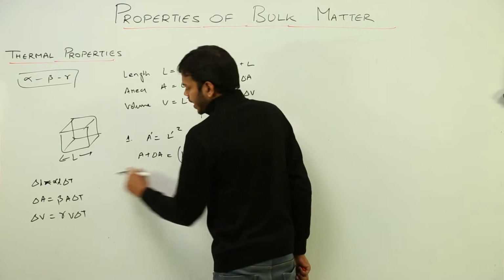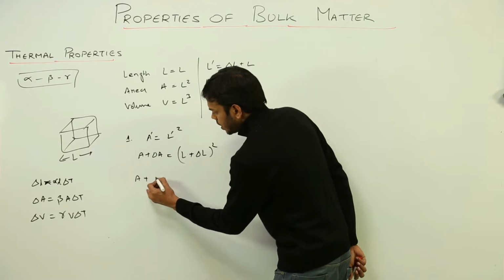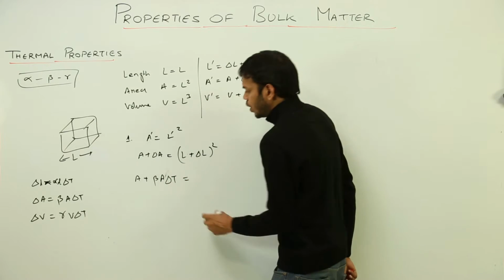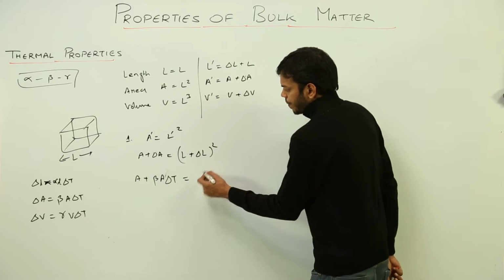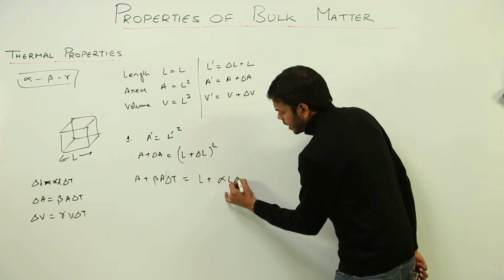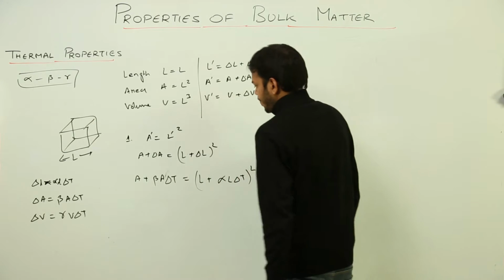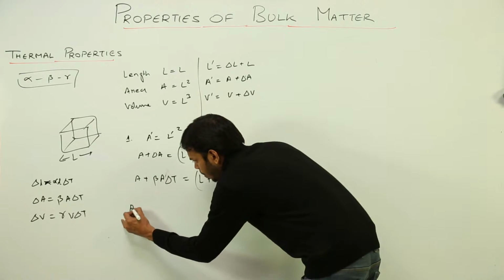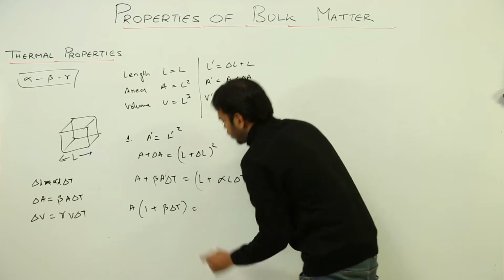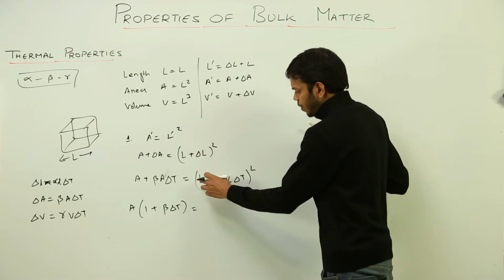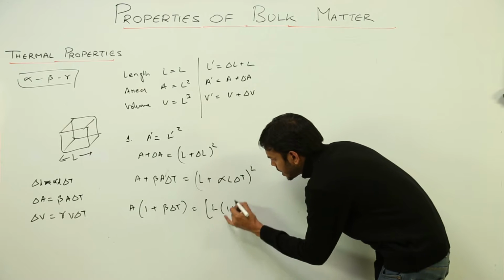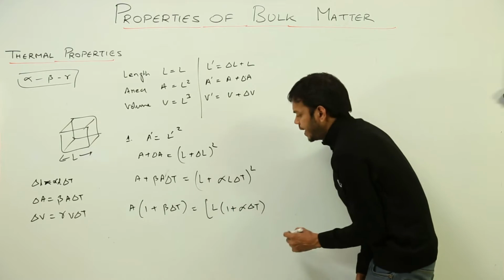So putting this value of delta A here, I'll get A plus beta A delta T is equal to L plus delta L whole square. L plus, instead of delta L I am writing alpha L delta T, right? This whole square. Now if I take A common out, I'll be getting 1 plus beta delta T, right? This is equal to, if I take L common out from inside the bracket, I'll be left with 1 plus alpha delta T, right?